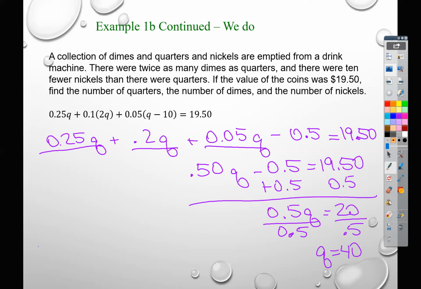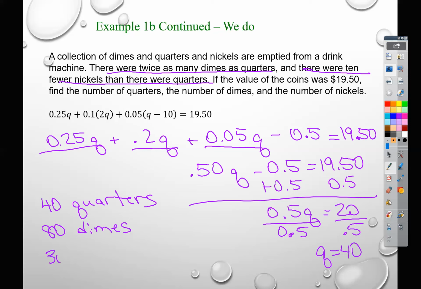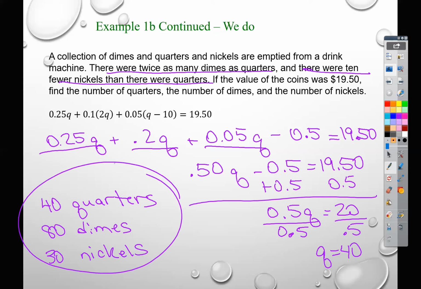So what does that tell me? That means I have 40 quarters. Then I need to know how many I have of everything. There are twice as many dimes as quarters, so twice as many would be 80 dimes. And then there were 10 fewer nickels than there were quarters, so 10 fewer than 40 would be 30. So that is my final answer.